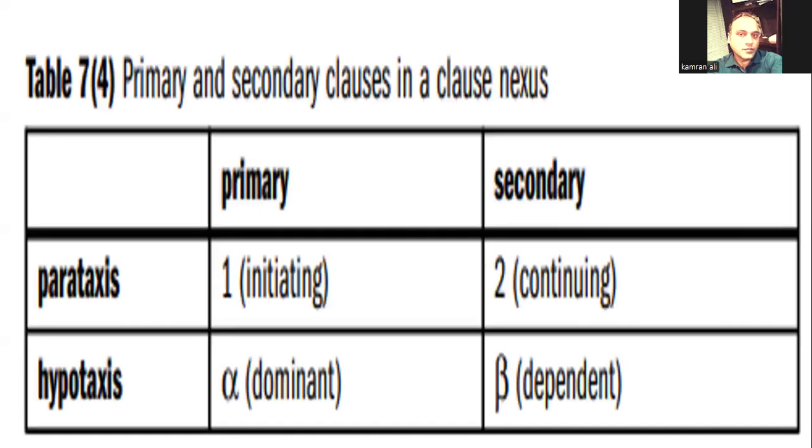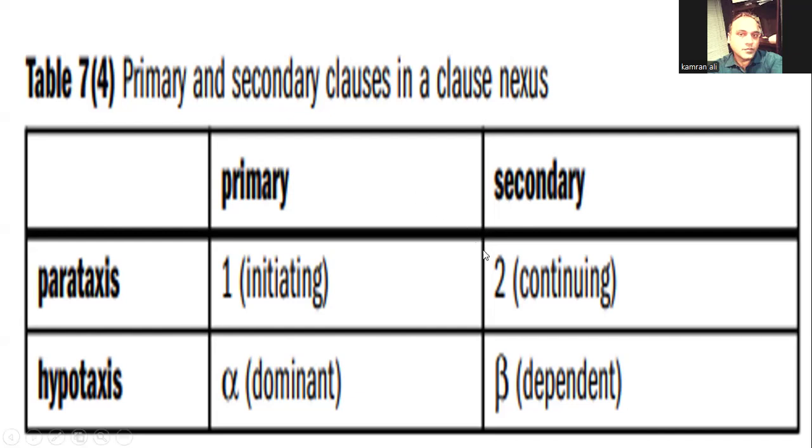On this slide, we have a table from Functional Grammar by Halliday, 7.4. It's talking about clauses in a clause nexus. Clause nexus means combination of clauses in a text. Now, we can see there are four terms here: primary, secondary, parataxis, hypotaxis. Primary and secondary clauses means that one clause is the basic one, and another is actually extending the message, the argument in the primary clause.